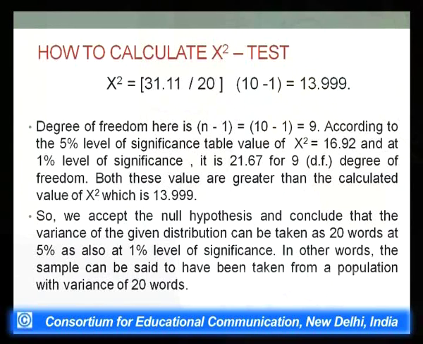Now you have to see whether these values are greater than your value or smaller, because you have calculated 13.9. At 5% it was 16.92, and at 1% it is 21.67. So in both cases, both the values are greater than 13.9. What does it mean then? It means that if the table value is greater, then the hypothesis is acceptable to us: that the variance of the given distribution can be taken as 20 words at 5% and 1% levels of significance. In other words, the sample can be said to have been taken from a population with variance of 20 words.